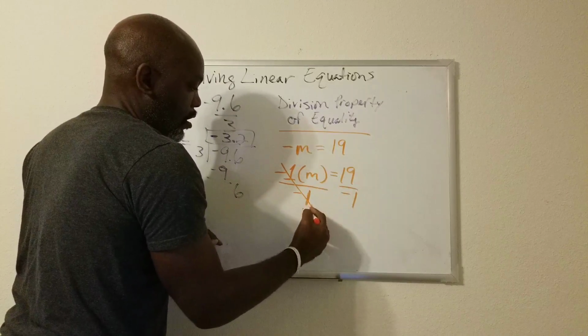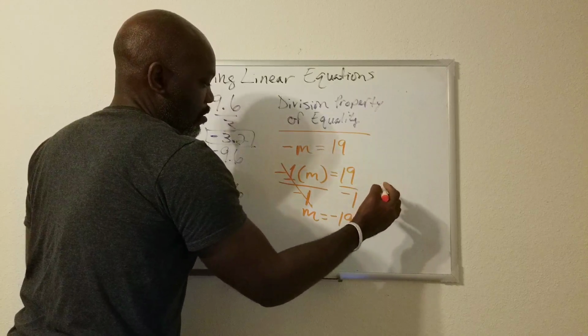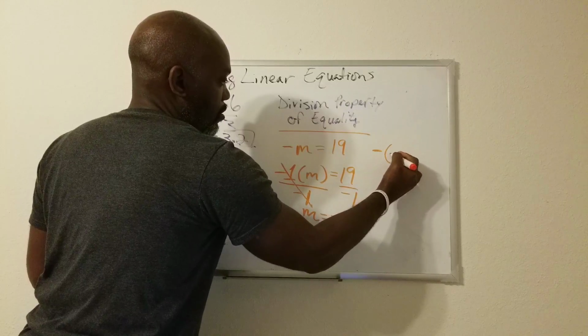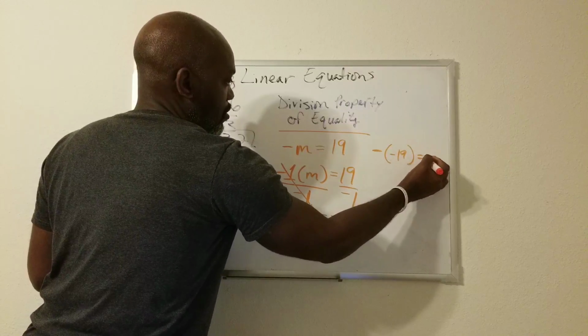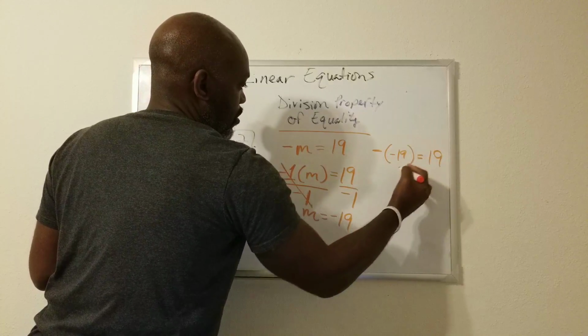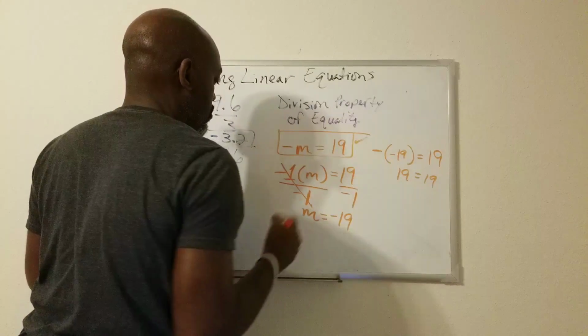So you end up with m equals 19 divided by negative 1, which is negative 19. We replace the m with negative 19. Negative 19, or negative times a negative, equals a positive. Positive 19, positive 19. This answer is correct.